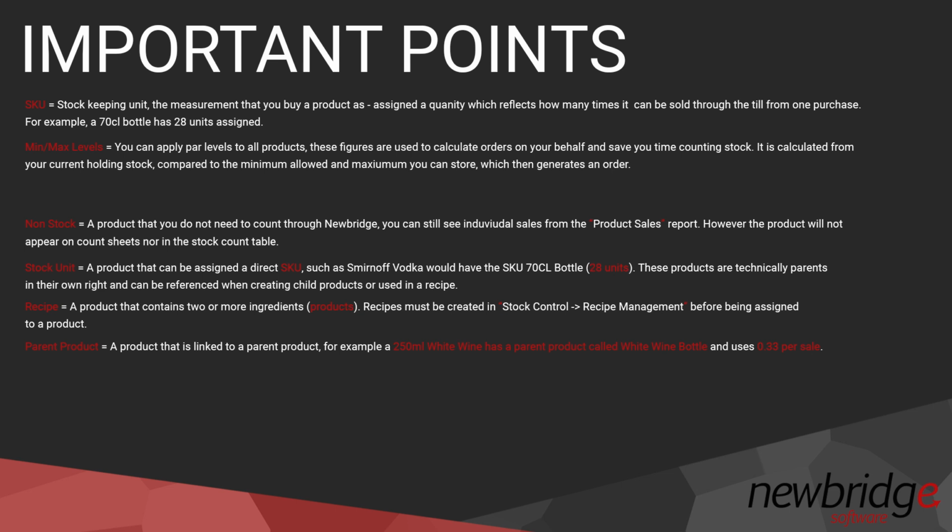Any product marked with a recipe simply means it has an attached recipe to the product. An example would be a Pornstar Martini or an Aperol Spritz. And finally, any product marked with parent product simply means it is now connected to the parent. For example, a small, medium or large glass of wine would be linked to the bottle of wine. When these products are sold, they will take stock from the parent product.